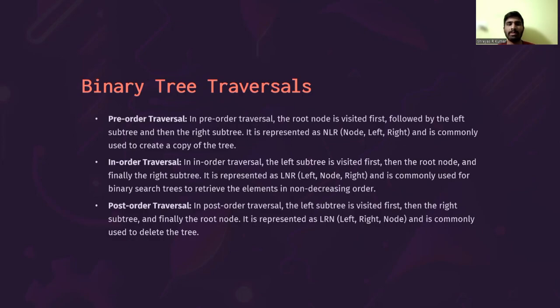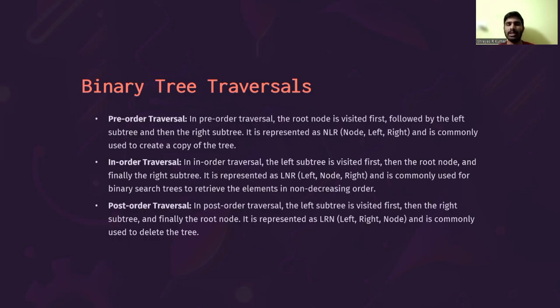Pre-order traversal. In pre-order traversal, the root node is visited first, followed by the left subtree and then the right subtree. It is represented as NLR, node left right, and is commonly used to create a copy of the tree. In order traversal. In order traversal, the left subtree is visited first, then the root node, and finally the right subtree. It is represented as LNR, left node right, and is commonly used for binary search trees to retrieve the elements in non-decreasing order. Post-order traversal.